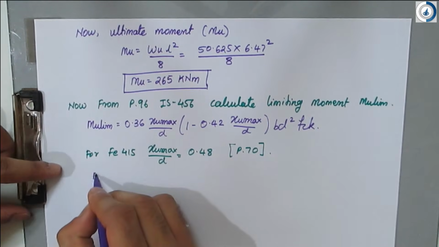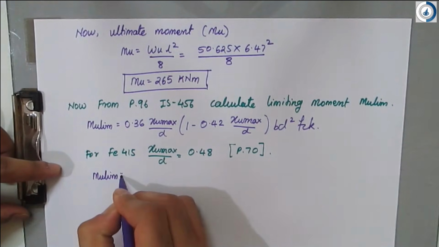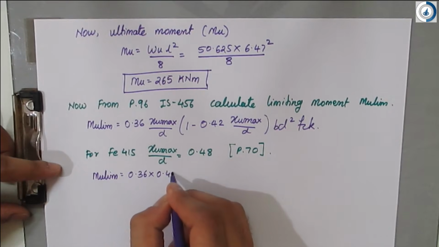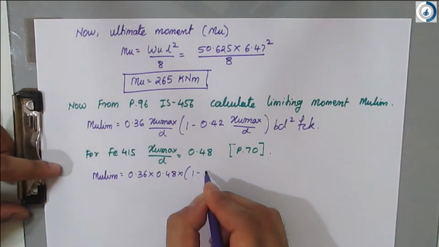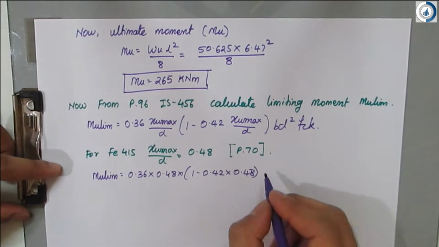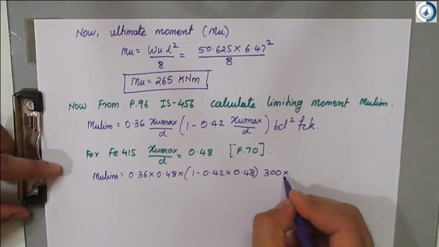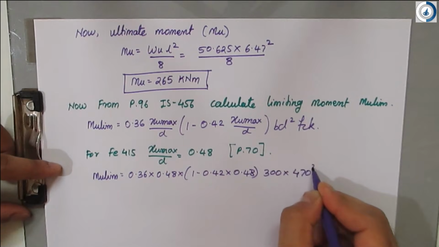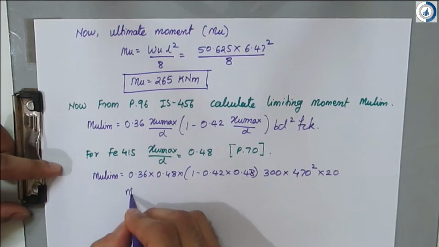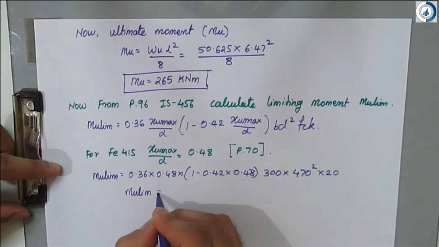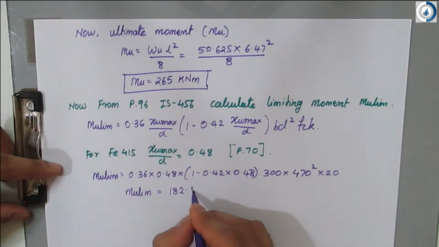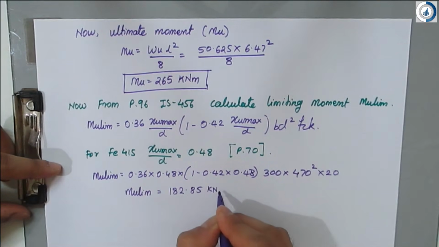So Mu limit is equal to 0.36 into 0.48, into 1 minus 0.42 into 0.48, b is 300, d is 470. Remember that is the effective depth, and fck is 20. So when you work out this expression, Mu limit comes out to be 182.85 kilonewton meter.